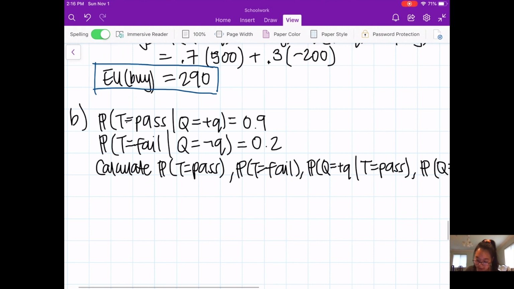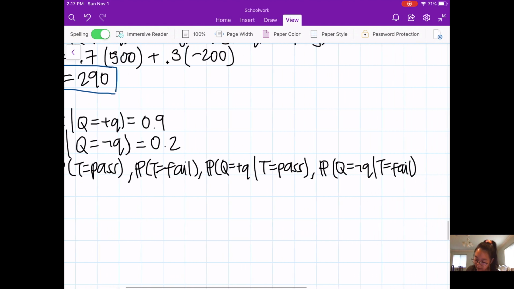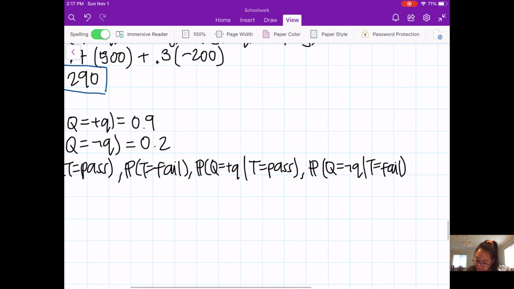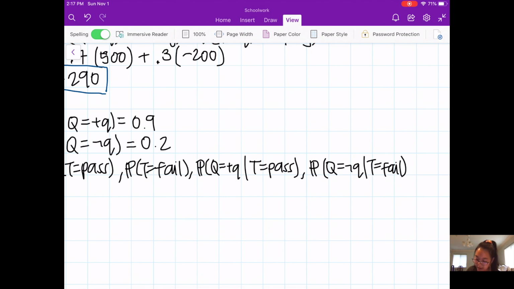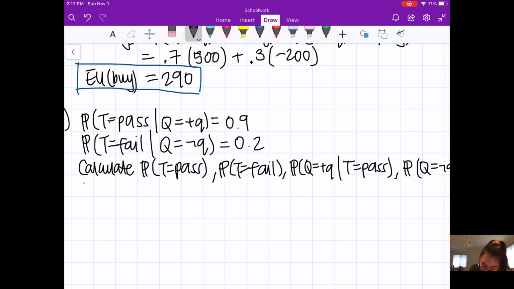So part B has given us the new information that the probability of a test passing if the car is actually good is 0.9, and the probability of a test passing while the car is bad is 0.2. And we want to be able to calculate the probability of the test passing, failing, and then the probability of the car being good or bad given whether it passes or fails. Cool.